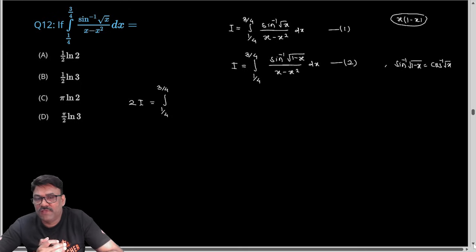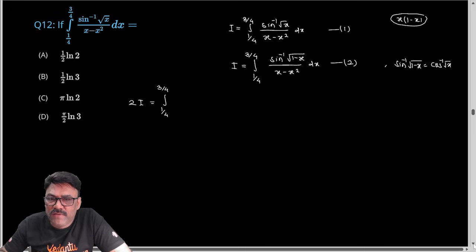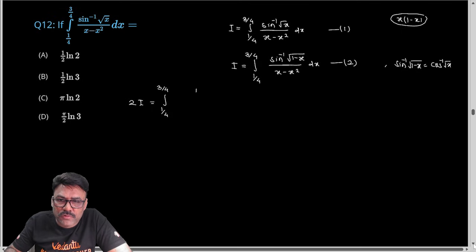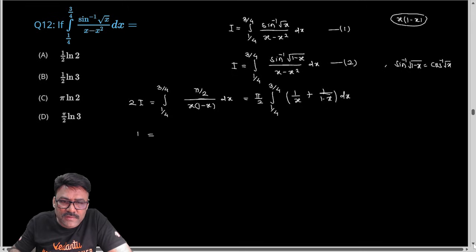So if you convert sine inverse under root 1 minus x in terms of cos inverse, it comes out to be cos inverse root x. So sine inverse root x plus cos inverse root x will become pi by 2. So if I add equation 1 and 2, the numerator will become pi by 2, and the denominator is x into 1 minus x. I can take pi by 2 outside. Now this is from 1 by 4 to 3 by 4, dx over x into 1 minus x, which I can write as 1 over x plus 1 over 1 minus x. So this becomes I is what?